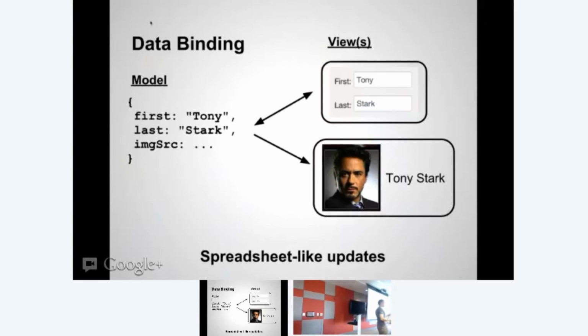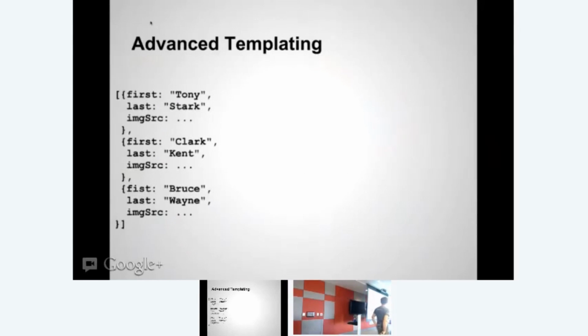So what you get out of this is spreadsheet-like updates. Like in a spreadsheet, you create all these formulas and everything just recalculates. This is exactly what data binding will give you in a web application, or in any application where data binding is being used. So that was a very simple use case. Let's take something more advanced where we have a collection of items.